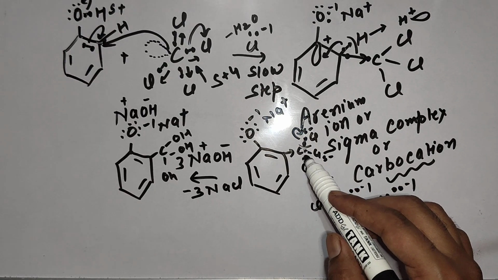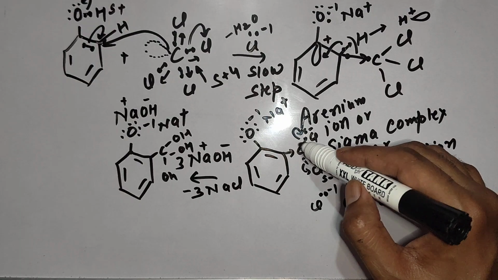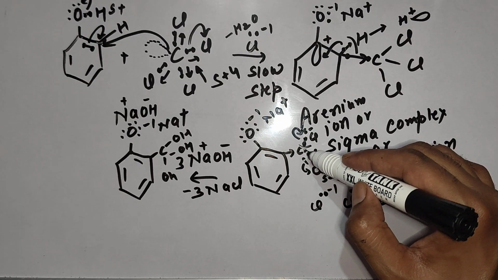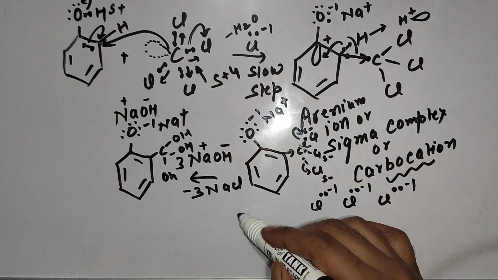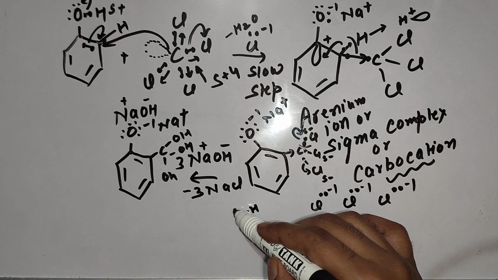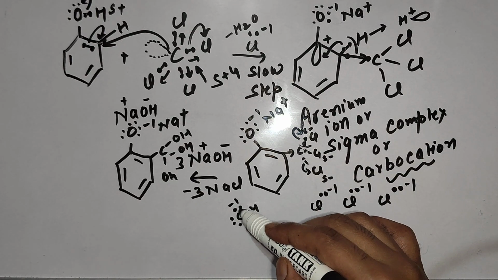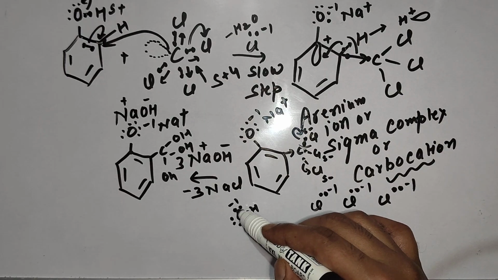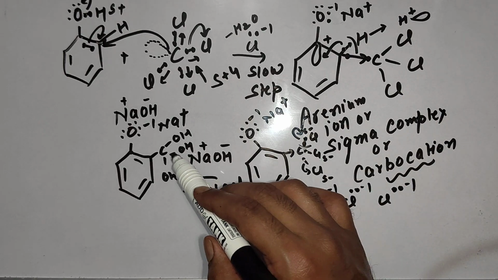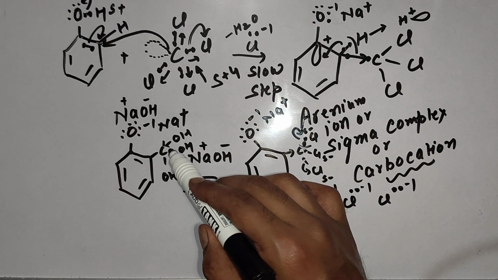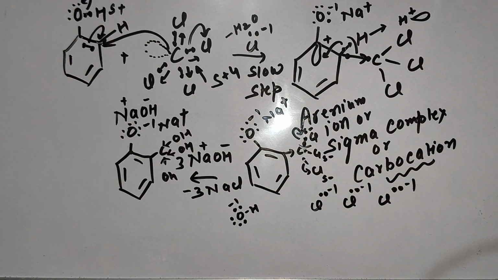Now because carbon has lost one electron, 3 vacant orbitals will be generated, which will be satisfied by 3 OH negative, because in OH negative, oxygen is carrying an extra lone pair. So every OH will donate its lone pair into a vacant orbital of carbon, and 3 OH will make dative bonds with this carbon like this.